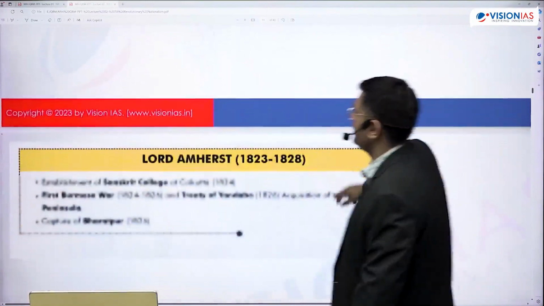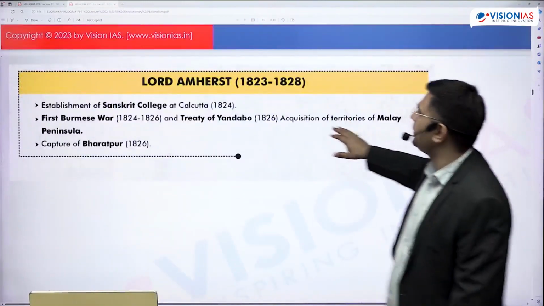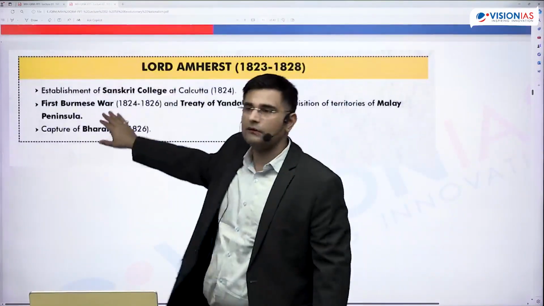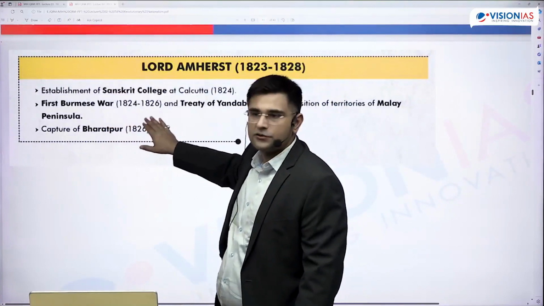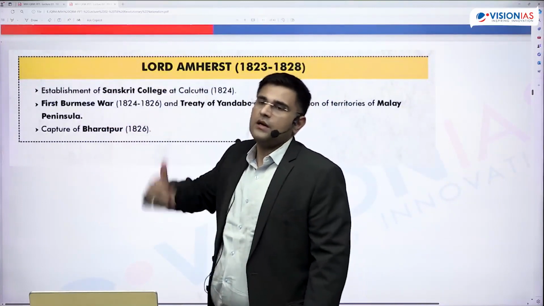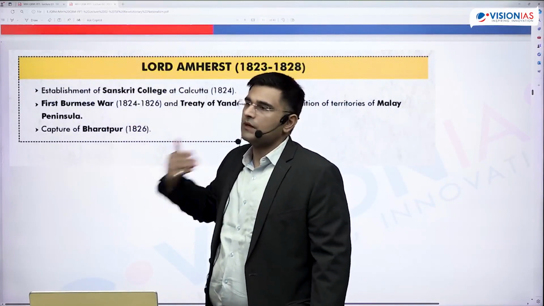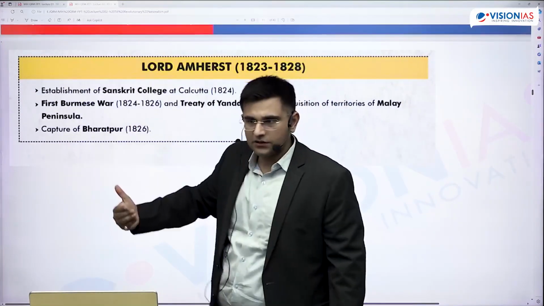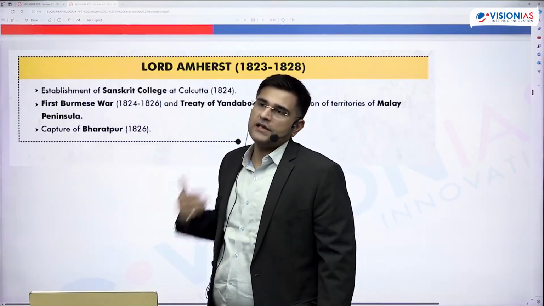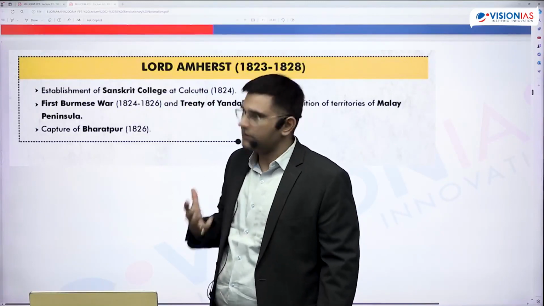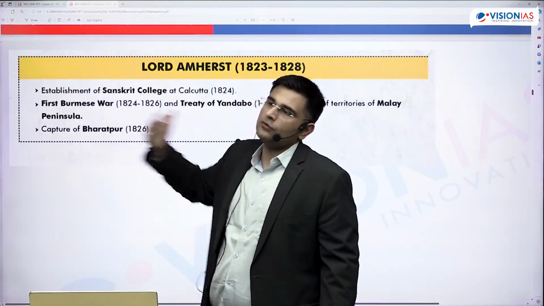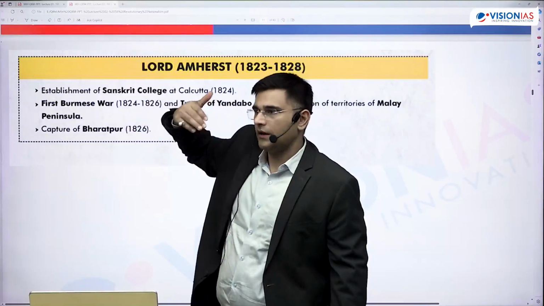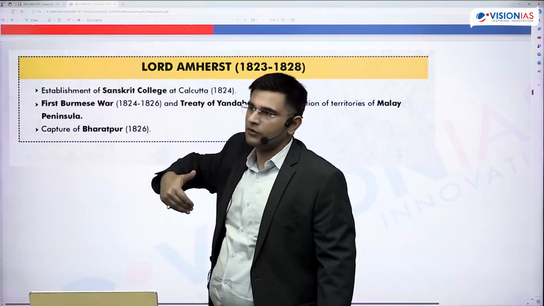Bombay, okay. Amherst, 1823 to 1828, so here we have the First Burma War, 1824-26. Why was this war fought? The EIC said that Burma is doing territory expansion and therefore the Northeast is coming under threat. That means Burma tomorrow can attack us in Bengal. So therefore this Burma war took place.